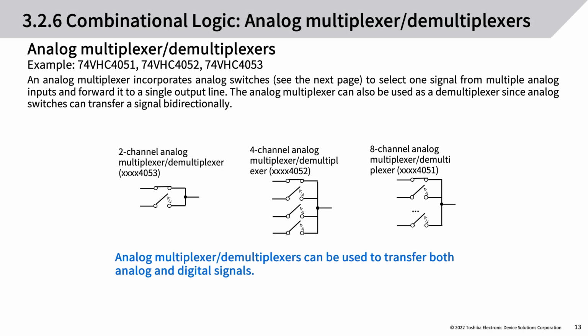Combinational logic, analog multiplexer demultiplexers. An analog multiplexer incorporates analog switches to select one signal from multiple analog inputs and forward it to a single output line. The analog multiplexer can also be used as a demultiplexer since analog switches can transfer a signal bidirectionally.